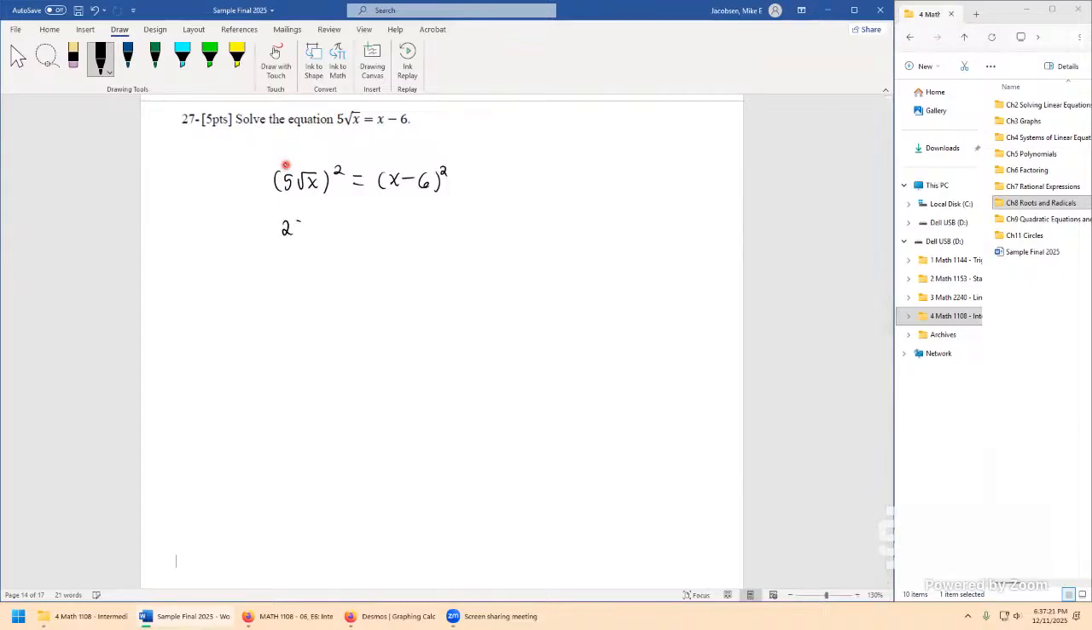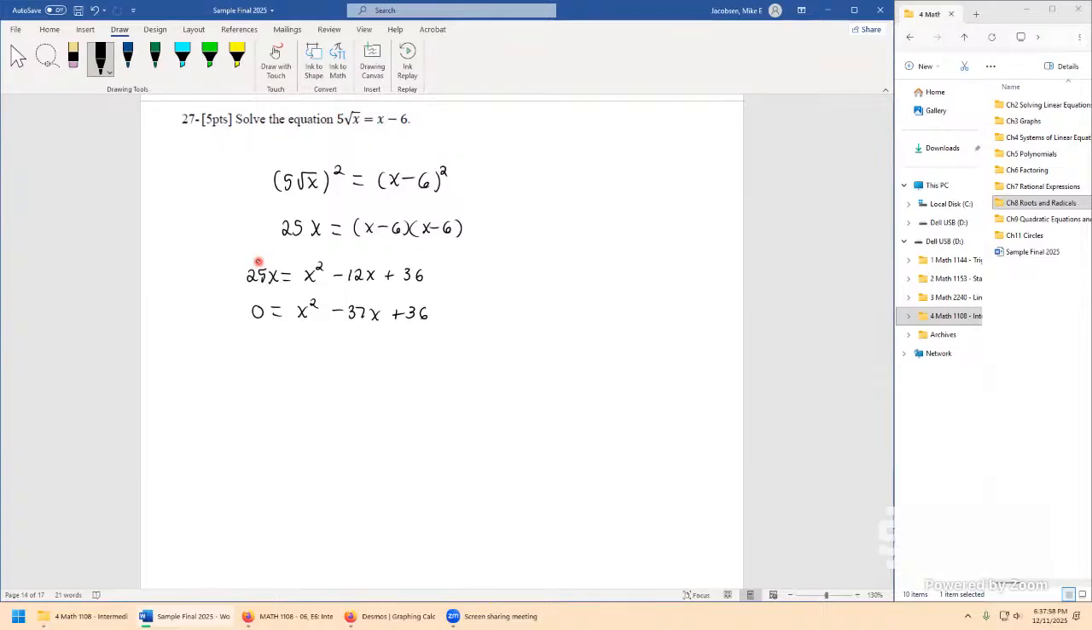We have to square 5 to get a 25. You also have to square the root x, but that just gives us an x. (x minus 6) squared does FOIL out. This is really (x minus 6) times (x minus 6). So the equation becomes 25x equals x squared minus 12x plus 36. And we're just about there. Subtract 25x from both sides. 0 is x squared minus 37x plus 36.